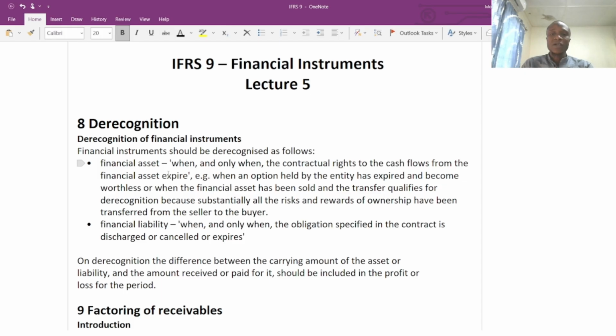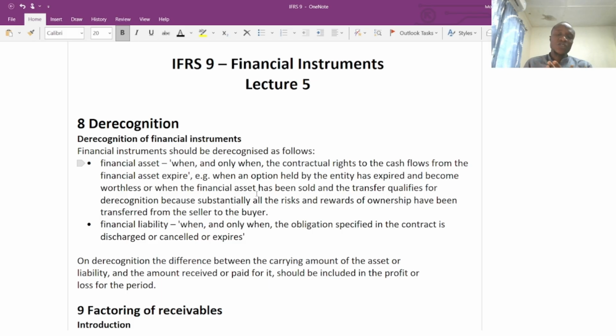So when an option held by an entity has expired and become worthless, or when the financial asset has been sold and the transfer qualifies for derecognition because substantially all the risks and reward of ownership have been transferred from the seller to the buyer. So basically, what they are saying is that when there is a transfer of risks and reward to another party, then it means we need to derecognize that particular financial asset.